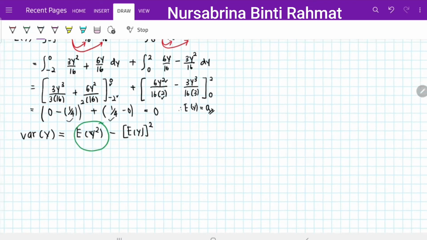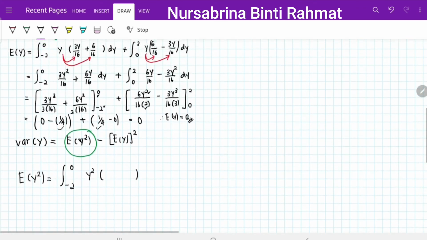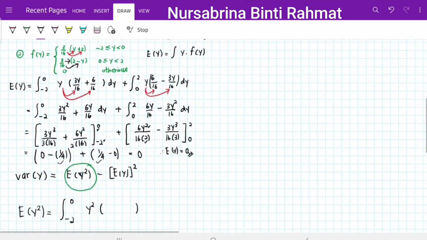Okay, so how to get this? For E(Y squared), that means we're going to multiply the probability density function with y squared. So integrate from the class interval negative 2 to 0. Y squared we need to multiply, and in the brackets is our function. Okay, so this is the function, 3 over 16, y plus 2.